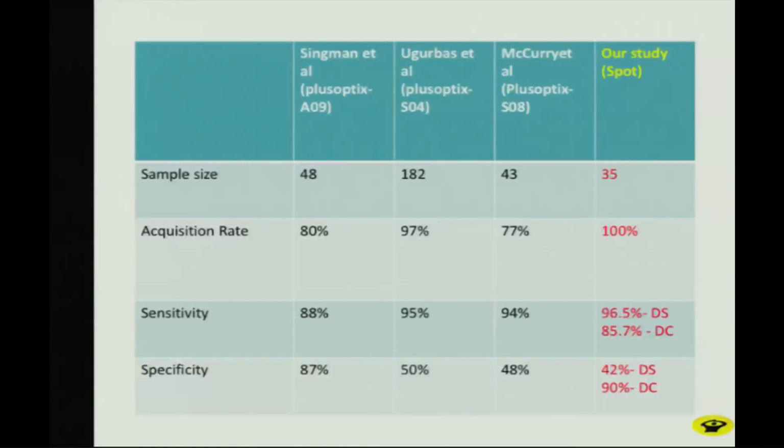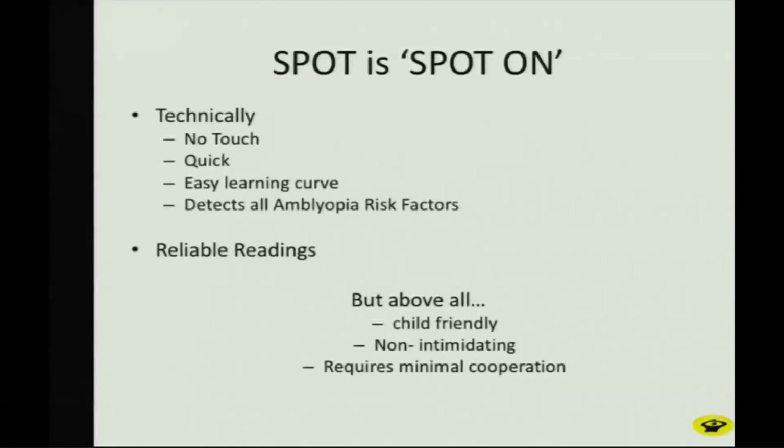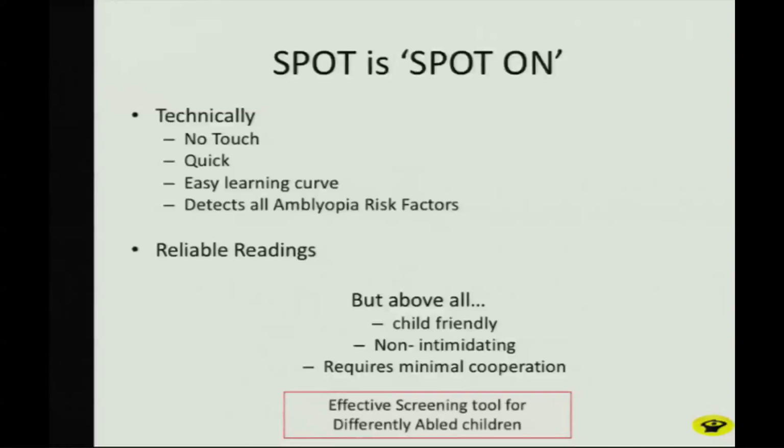When we compared other studies done with other kinds of photoscreeners like Plusoptix, we found that the spot gives us a 100% acquisition rate, and it gives us better sensitivity with spheres, but better specificity with cylinders. So to conclude, I would like to say the spot is spot on. Technically, it's no touch, quick, has a very easy learning curve, detects all the amblyopia risk factors and gives us reliable readings. But above all, it is child-friendly, non-intimidating, and requires minimum cooperation. Hence, an effective screening tool for differently abled children.